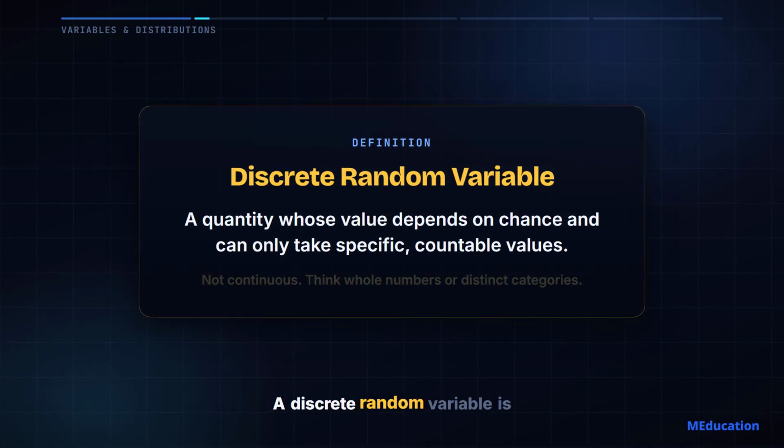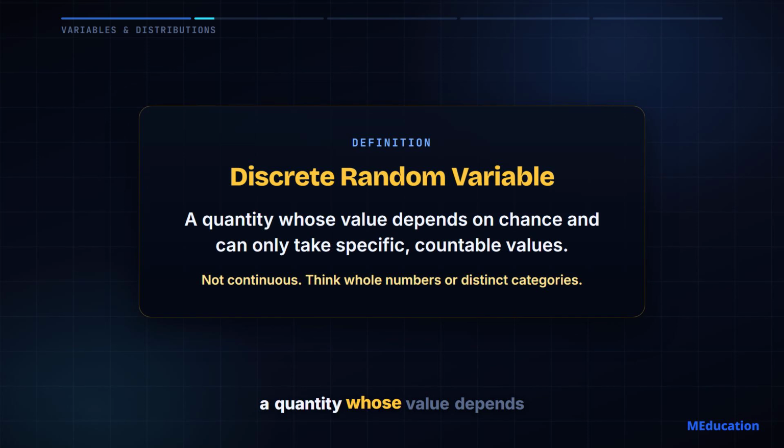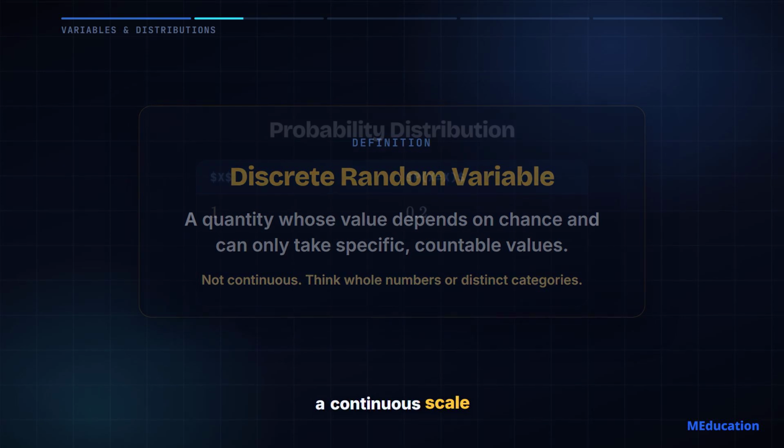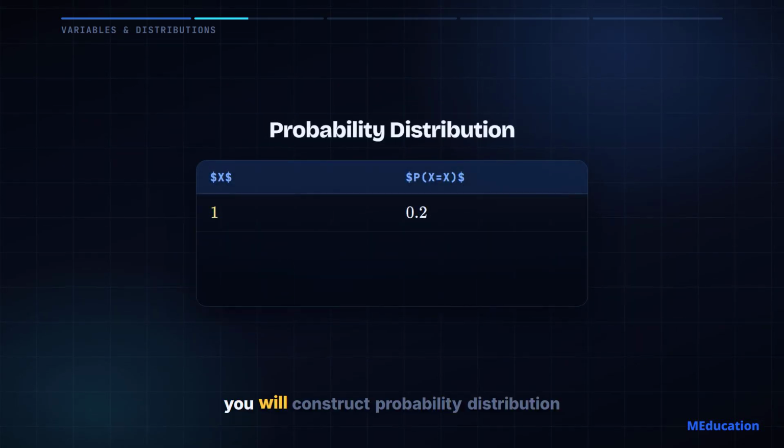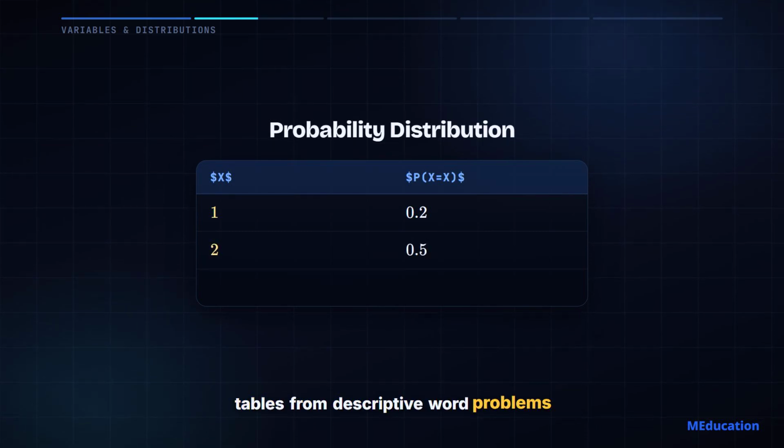A discrete random variable is a quantity whose value depends entirely on chance, but can only take specific, countable values, like 0, 1, 2, or 3, rather than any value on a continuous scale. To model this, you will construct probability distribution tables from descriptive word problems.